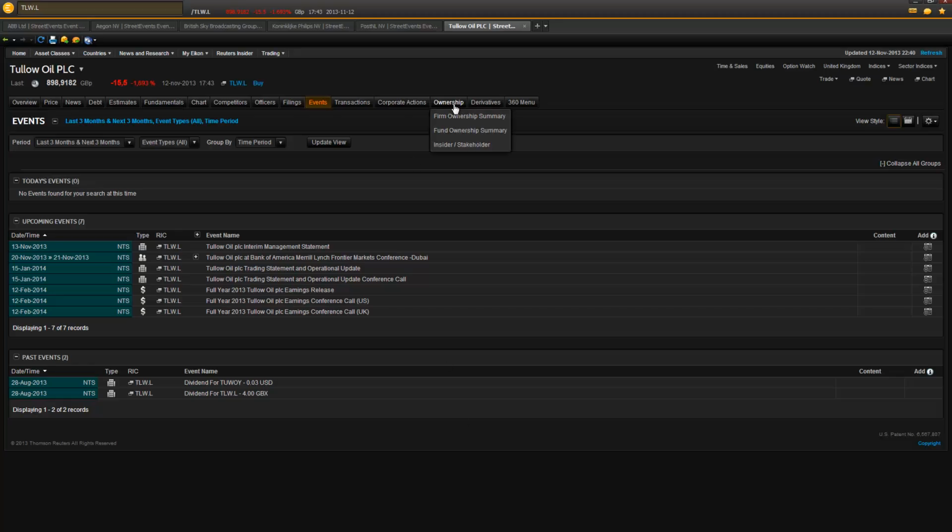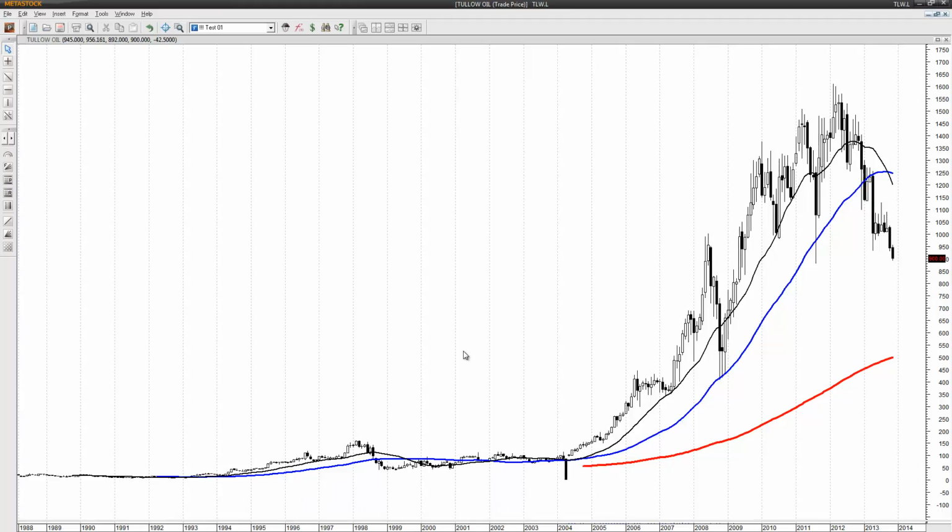Also very important to check if Tullow Oil has any kind of earnings coming up. You don't want to take a trade one day and the next day before the opening, because of the earnings release, the price has changed 5-10% against you. That's not a perfect way of trading. Okay, we can't find any earnings release until February. That's good. Okay, next chart.